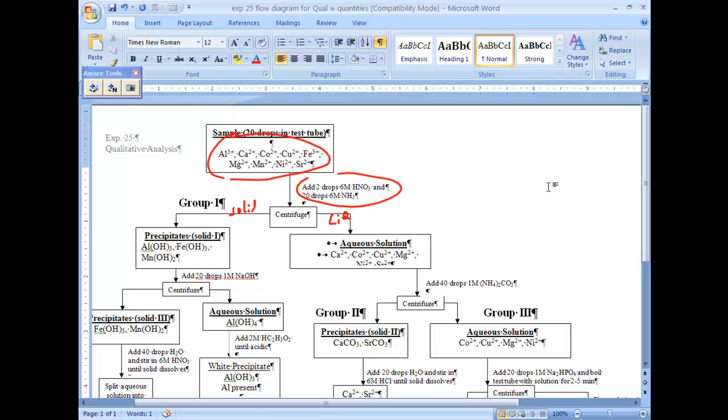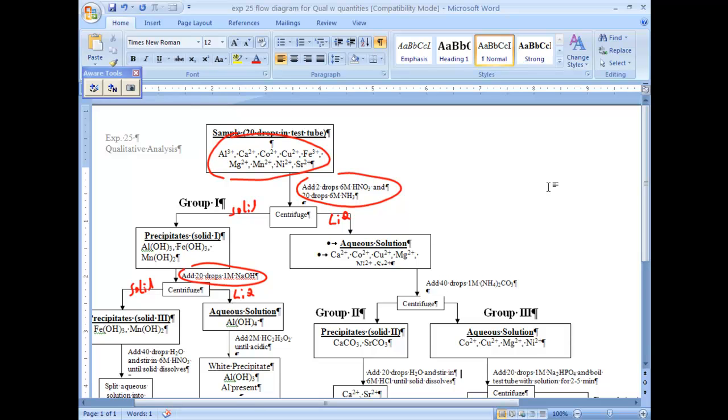For the solid, you want to determine if you have aluminum, iron, or manganese. The next step is to add 20 drops of 1 molar sodium hydroxide to that and centrifuge it. What happens there is aluminum will be aqueous. So if I have any aluminum, it'd be in the liquid portion. And if I still have any iron or manganese, it'd still be in solid form. And then we go on and do other testing.